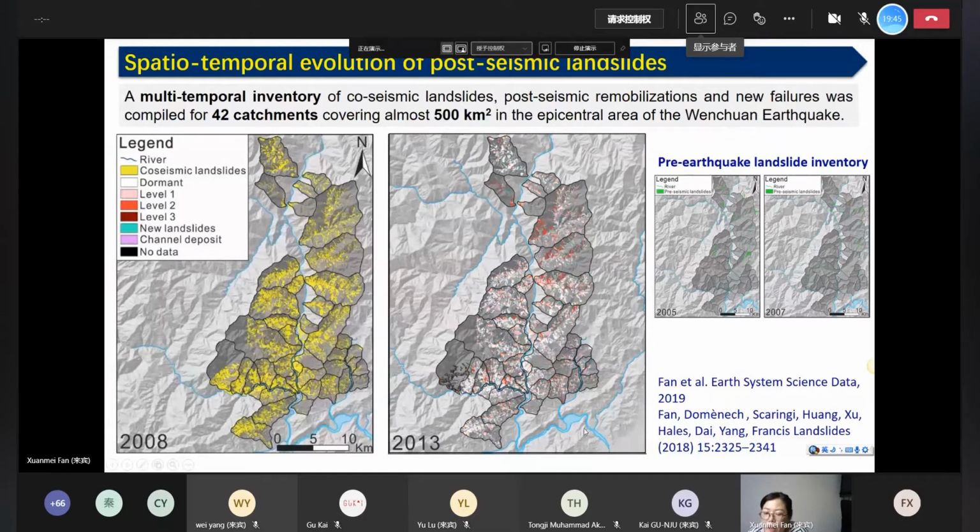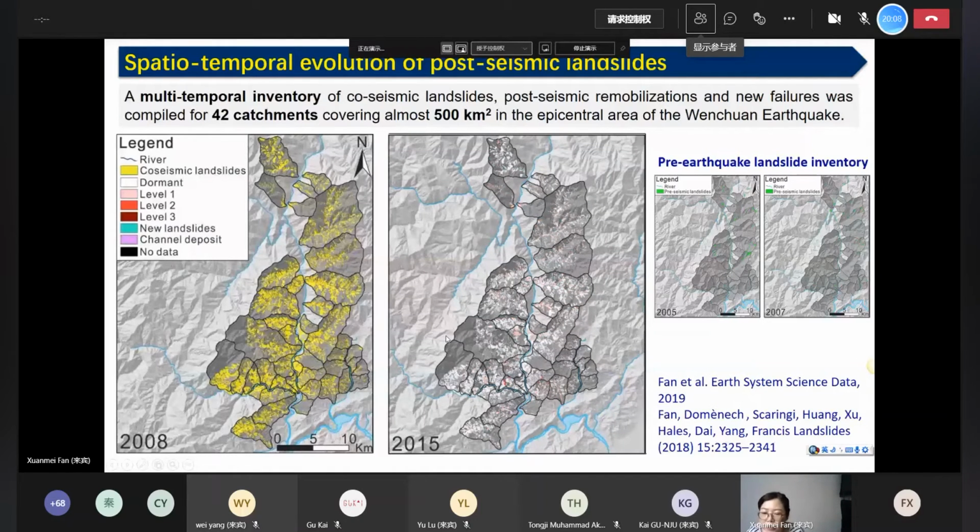And this is the inventory after 2013. You can see the reddish regions are becoming less compared to 2011. That means we have fewer reactivated landslides and more regions become white, which means more regions become stable. We did this again for 2015, 2017, and 2020; I did not show the other inventories. We also mapped the pre-earthquake landslides, from 2005 and 2007, for comparison.